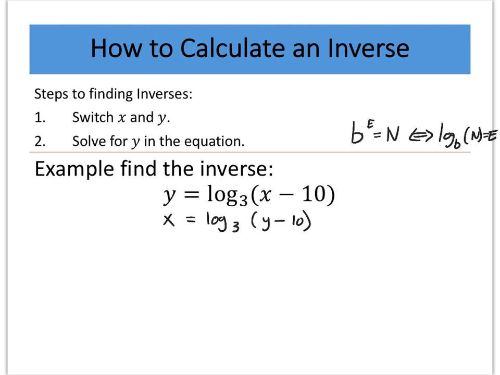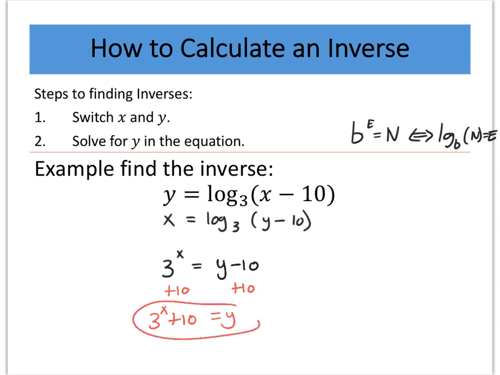So we're going to use this property to convert. So it's going to be the base to the power of the exponent, or the base of the log to the power of the answer. So 3 to the power of x equals the stuff inside, or that stuff inside the logarithm is the number. So in this case, it's going to be y minus 10. And then just add 10 to both sides. So 3 to the power of x plus 10 equals the y value, and this is your answer.